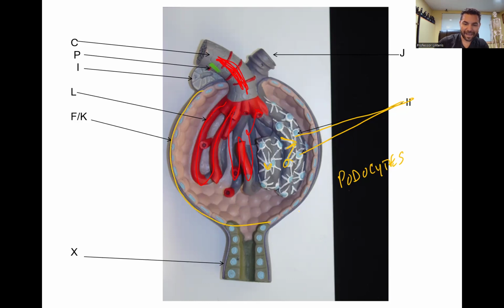This is our Bowman's capsule. And this would be our PCT. Over here, just because I forgot to mention it, this would be our efferent arteriole. So blood's coming in like so, and it's leaving like so. Makes sense.